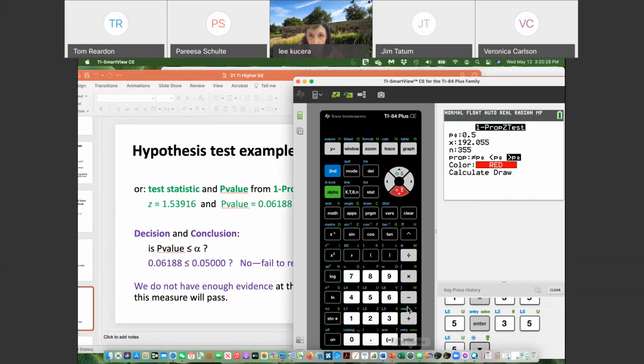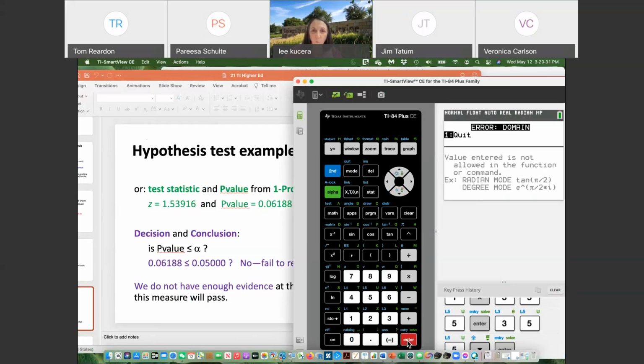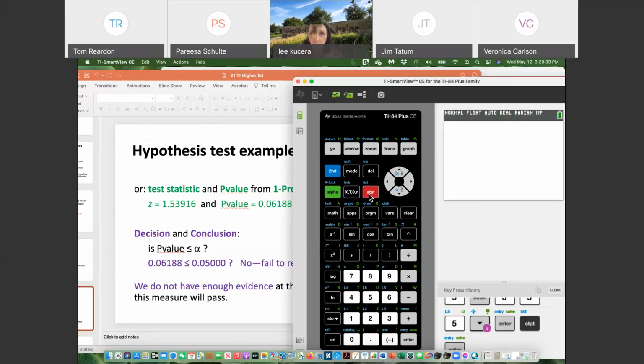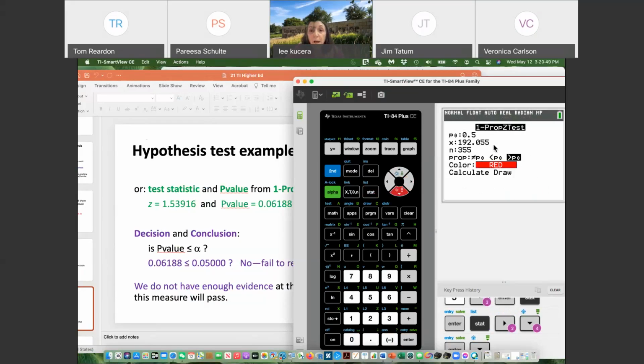And then I calculate. Wait a second, I got an error message. What happened? Well, if I go back in here, let's quit. Oops, think about it. X has to be an integer value. X is a count of successes. So I would have to change that to my 192. And now if I run it, it will give me the test statistic Z and the p-value that I need.